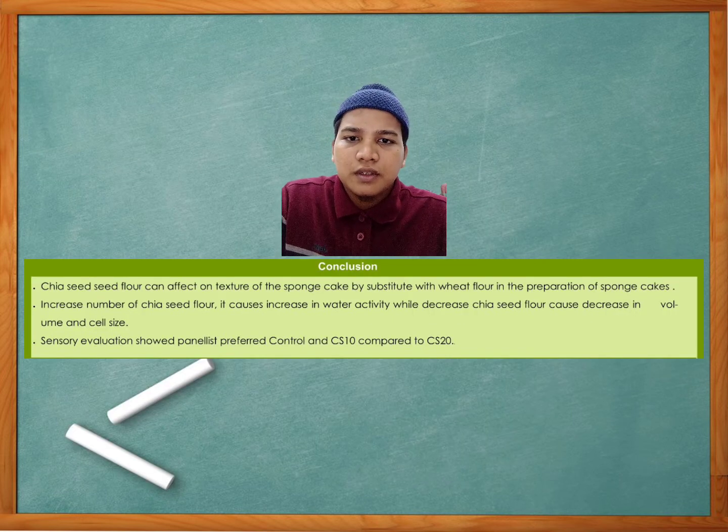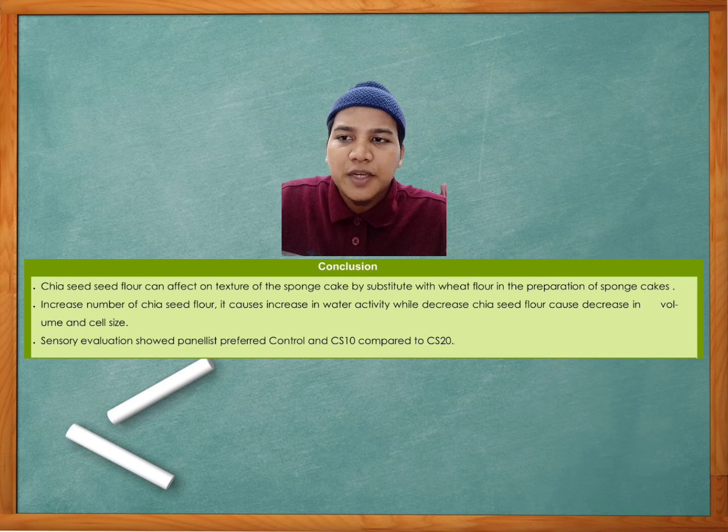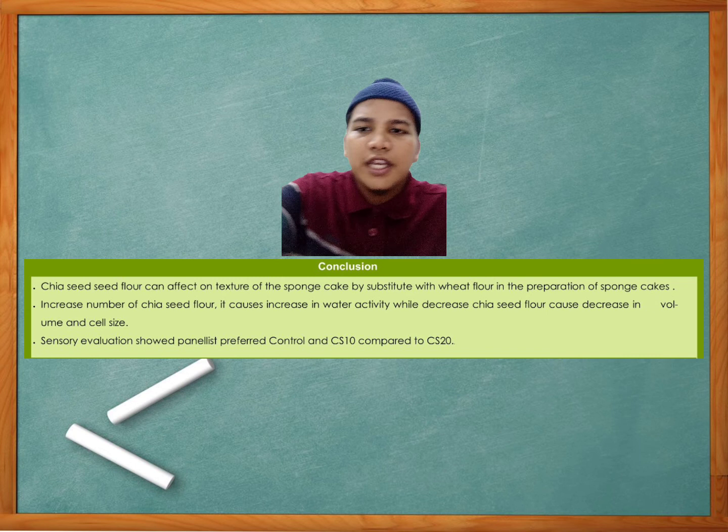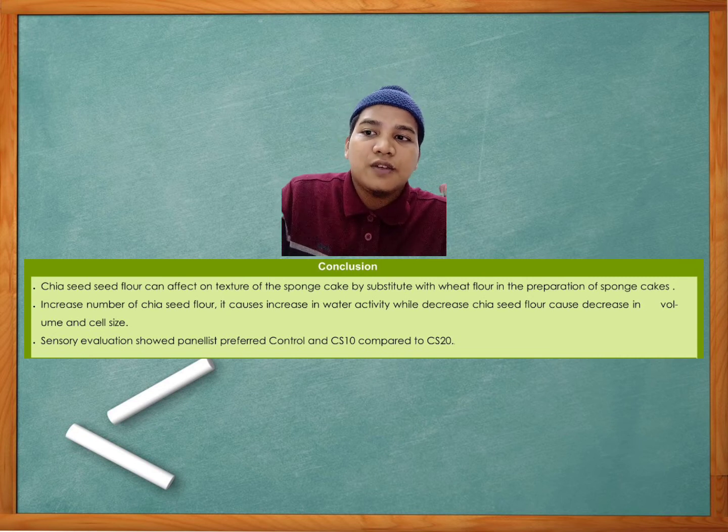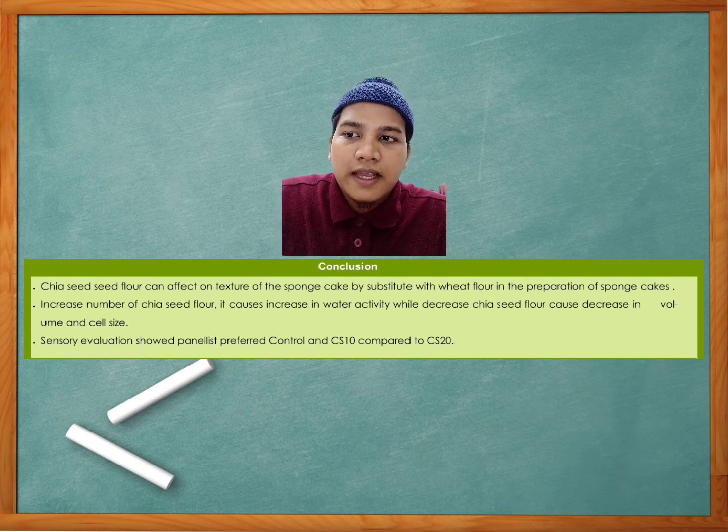For conclusion, chia seed can affect the texture of sponge cake when substituting wheat flour in the preparation of sponge cake. Next, an increase in the amount of chia seed flour causes an increase in water activity, while it also causes a decrease in volume and cell size. And lastly, sensory evaluation shows panelists prefer control and CS10 compared to CS20.